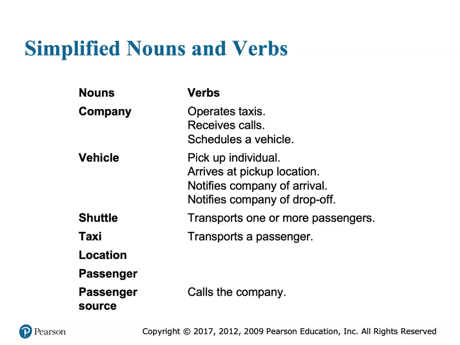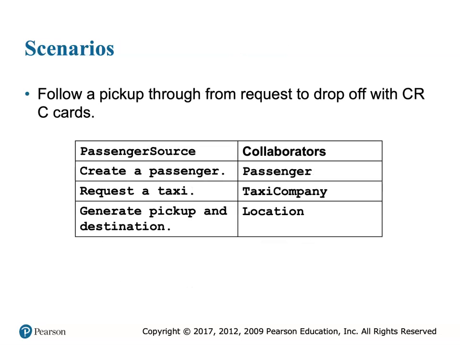From these, you can make up your CRC cards. And if we were to look at some scenarios, here's just one possible scenario. We could follow a pickup from request to drop off. So, for example, our passenger source would need to create a passenger, request a taxi, and generate a pickup and destination. To create a passenger, it would need to use the passenger class to request a taxi.